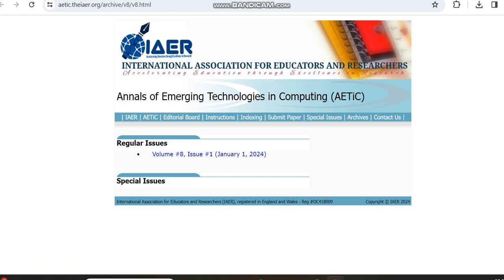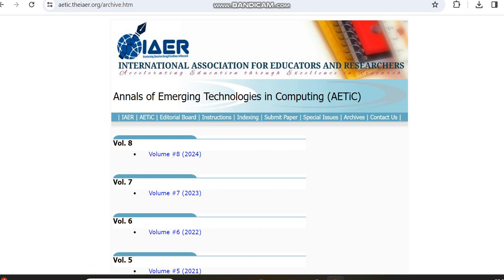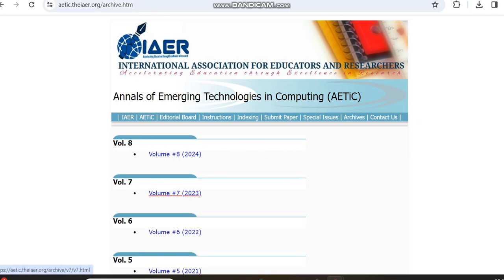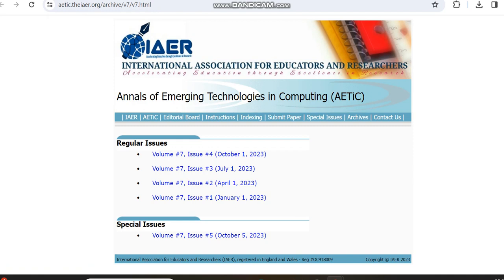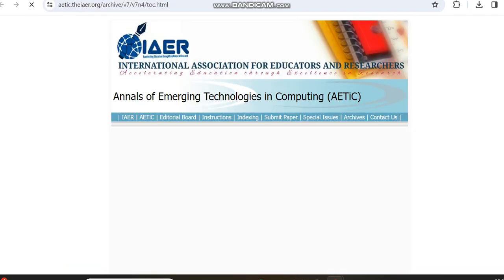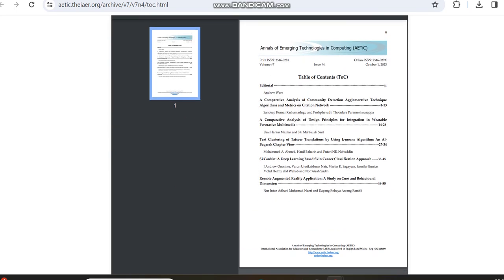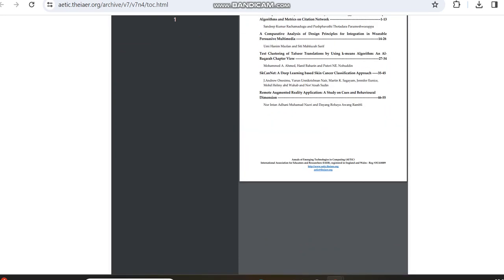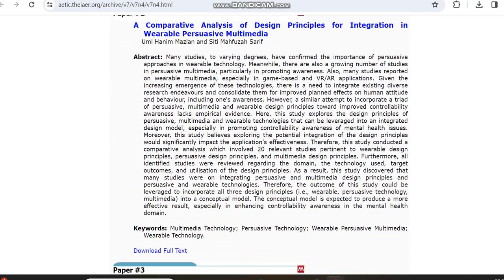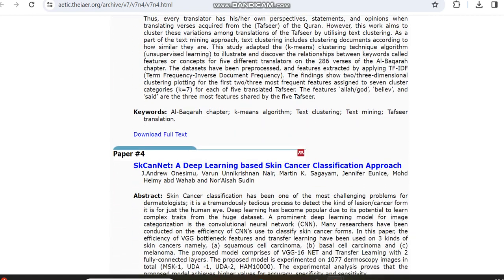To check how many articles were published in the previous issue, I am moving to 2023. Mistakenly I moved to 2024 again. So in 2023 you can see there are 4 regular issues and 1 special issue. We can check the last regular issue. This is the table of contents, showing the articles published in this journal. Only a small number of articles, as in the Scopus content coverage we also saw that only a small number of articles have been published.